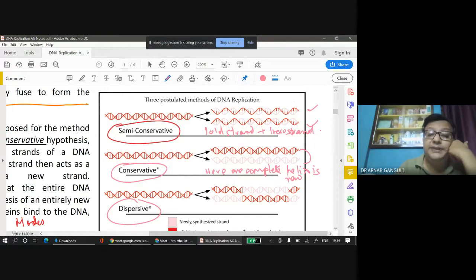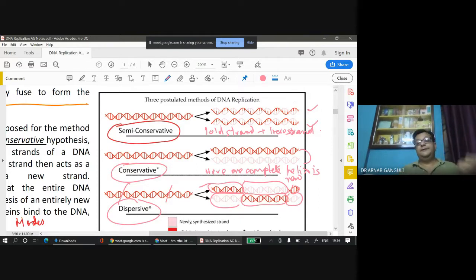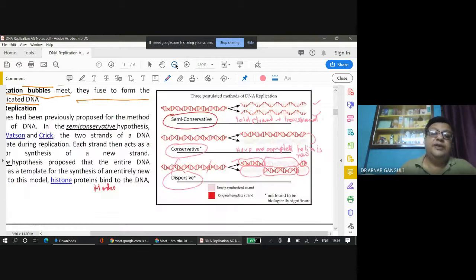In the dispersive, what happens? It says that this breaks down. And this is old, this part is new, this part is old. So this part is old, this part is new, this part is new. This is dispersive mode of replication. So nowadays, there were three modes of replication.